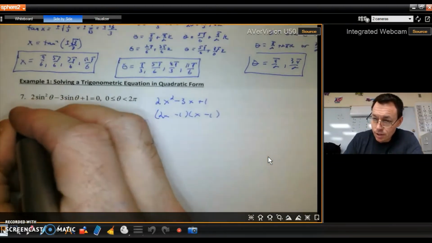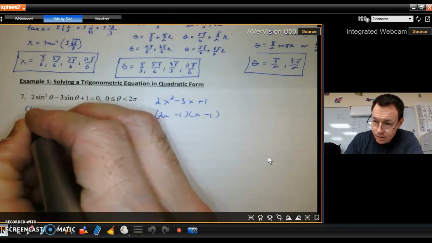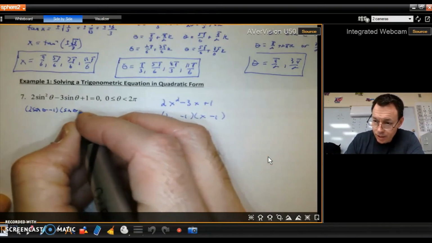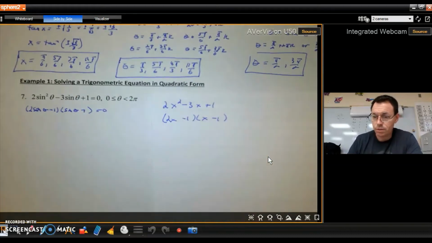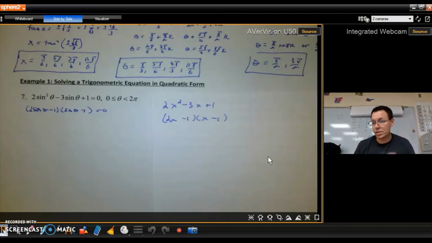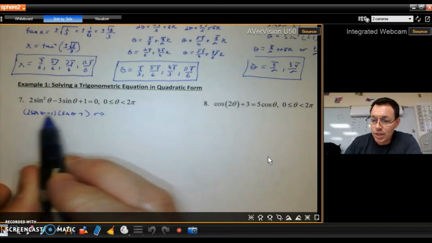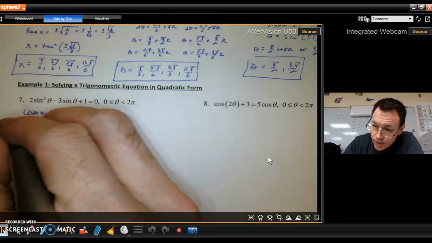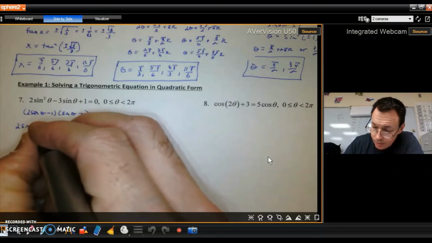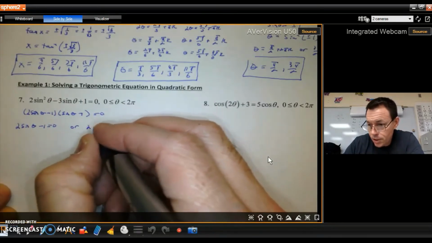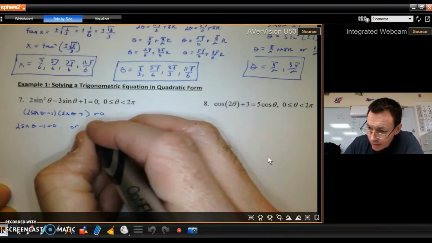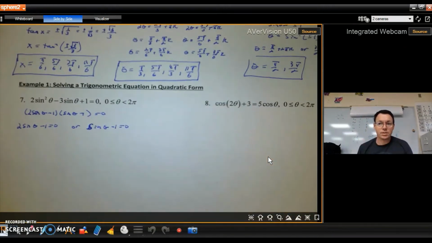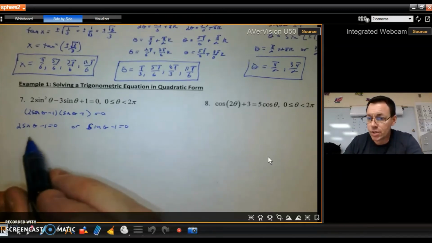So that means this factors into 2 sine theta minus 1, and then sine of theta minus 1 equals 0. Same thing, it factors into 2 sets of parentheses. The reason we factor is to create a multiplication problem, because we have 2 things multiplying together to equal 0. So either 2 sine theta minus 1 equals 0, or this one, sine theta minus 1 equals 0. So now we have 2 equations that are just like the ones that we did on the top.